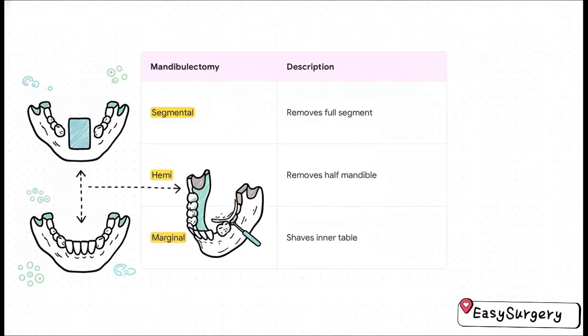A segmental mandibulectomy removes a full thickness block of bone. A hemimandibulectomy is exactly what it sounds like, removing half the jaw. But if the tumor is only superficially involving the inner bone table, you can actually perform a marginal mandibulectomy, which means you shave away the inner table while leaving that structural outer table totally intact.